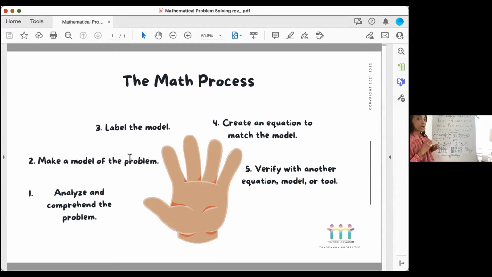Labeling their models helps keep them organized and accurate. These equations, there's multiple ways of solving problems, and so these equations help students connect these models or pictures to more formal mathematics.